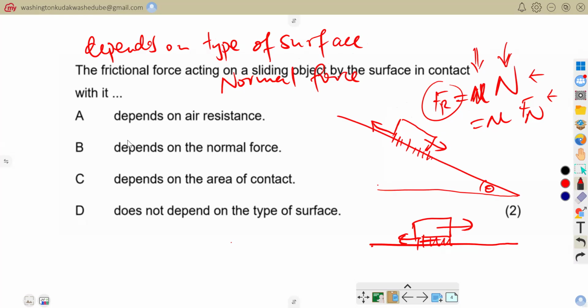So the options that are given are saying: depends on the air resistance. This is not true. Depends on the normal force. Yes, this is true. Depends on the area of contact. No, this is not true. Does not depend on the type of surface. This is also not true. It does depend on the type of surface. So our correct option was going to be B.